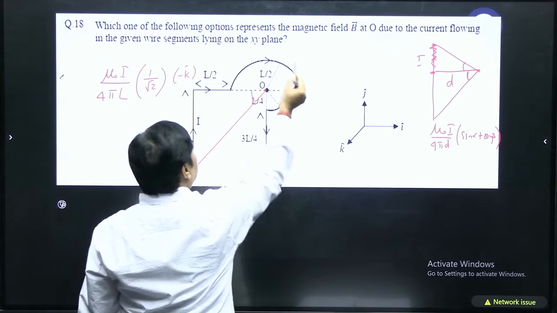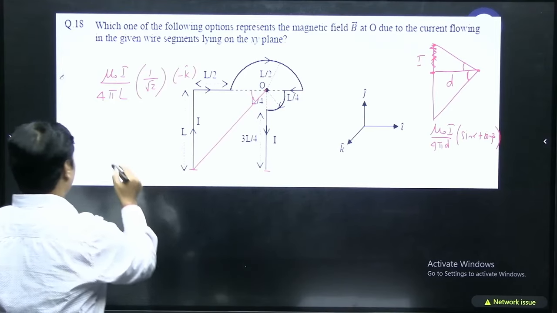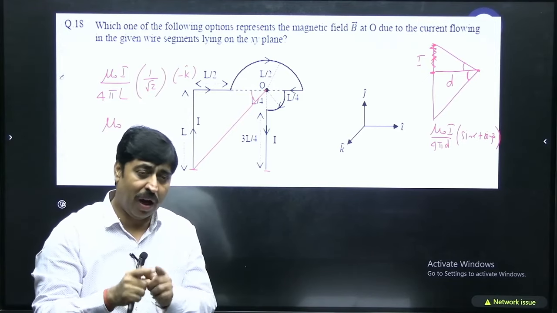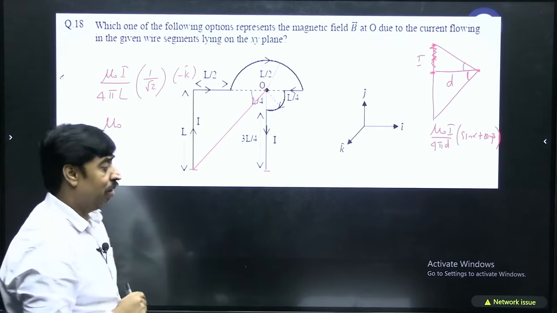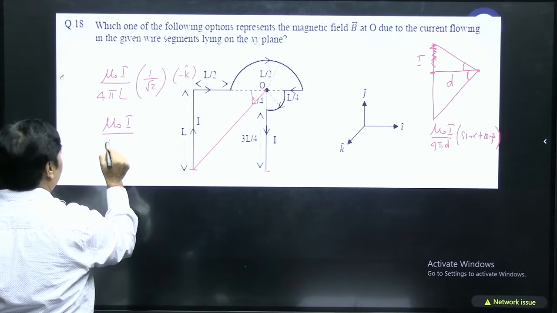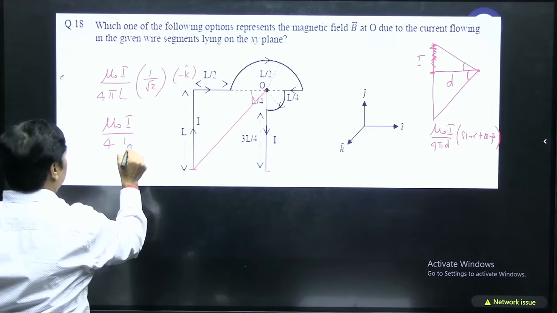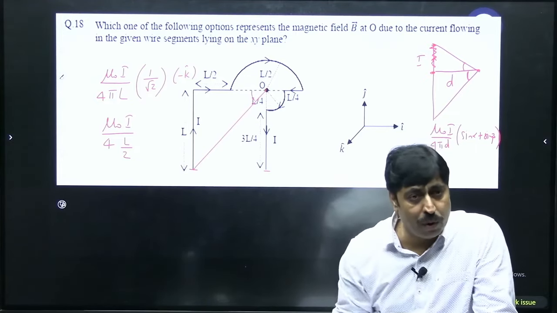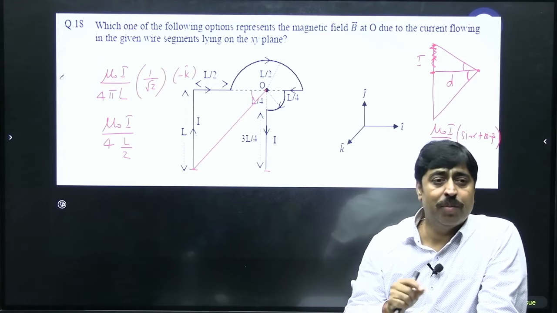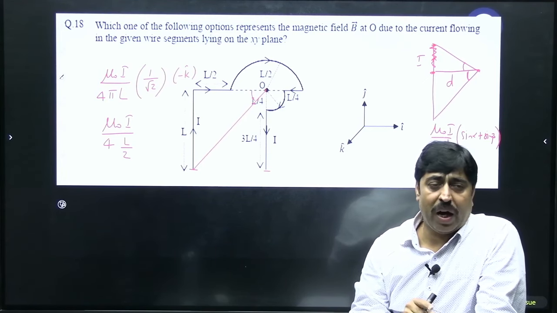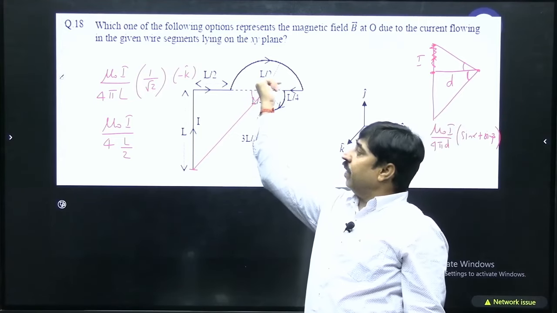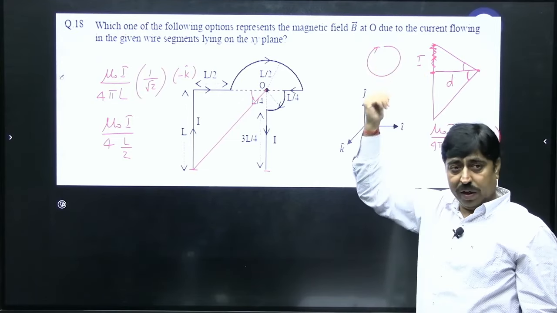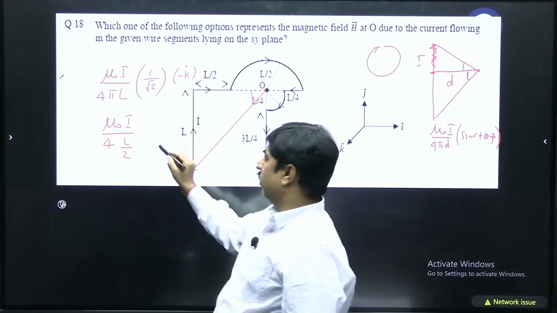Now, because of this semicircle, what is B at this point? Everybody knows, I guess. Because of a complete circle, it is mu naught I by 2 R. And if it is half of the circle, it will be mu naught I by 4 R, and the radius is L by 2. Mu naught I by 2 R is B due to a complete circle. If it is a half circle, it is mu naught I by 4 R. So in place of R, I have written L by 2. What is the direction? Again, if there is a circular current carrying loop, the field due to this current at every inside point is inward. So again, it is in negative z direction. So minus k.